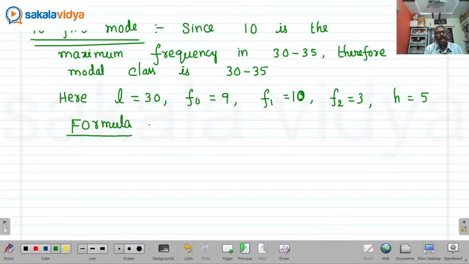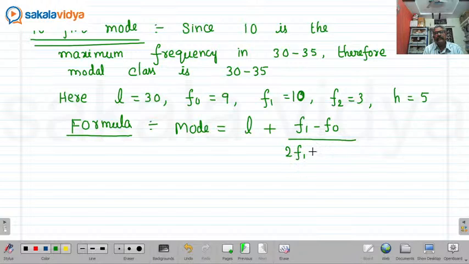Formula: mode is given by L plus (F1 minus F0) upon (2F1 minus F0 minus F2), multiplied by h, the size of the class, model class, or any class interval, that is, if it is the same.